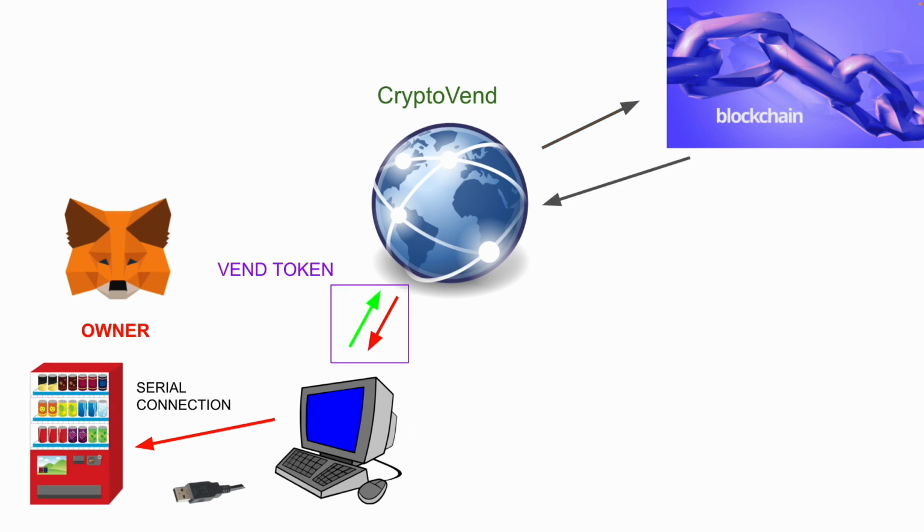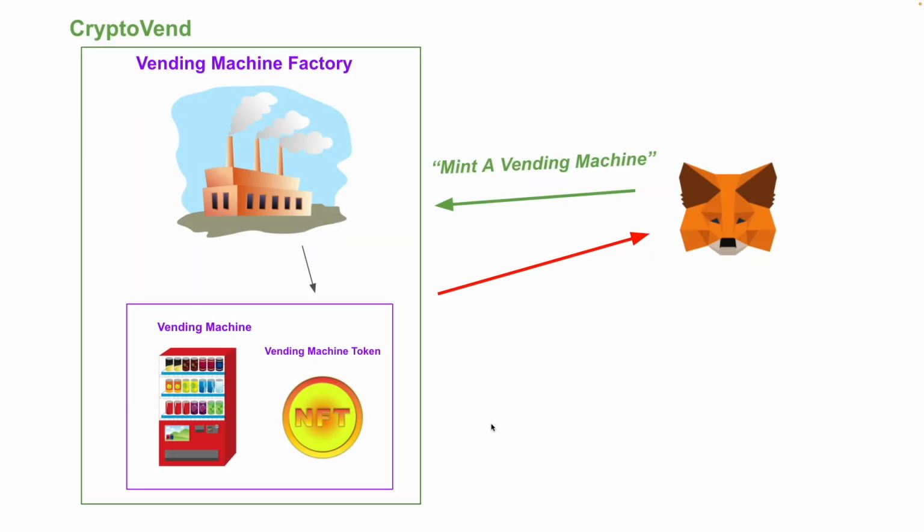A part of CryptoVend is a token, an NFT token in fact, which someone buys, and it allows them to connect to a web platform. And that web platform is what allows that connectivity between the hardware in your serial connection all the way up to the blockchain ledger. All right, so how does it all work?